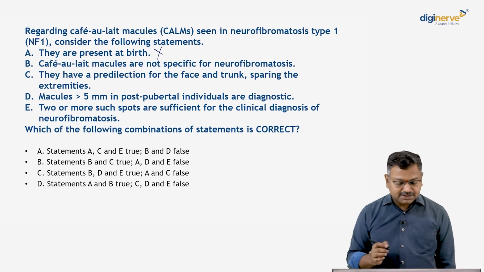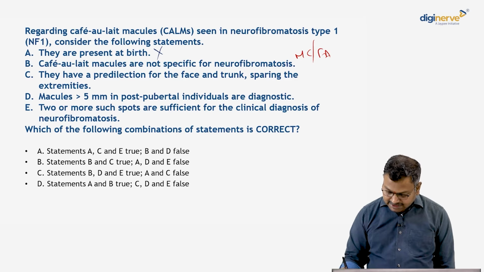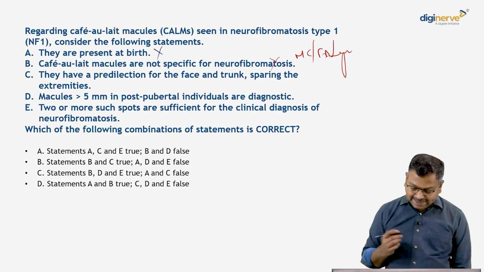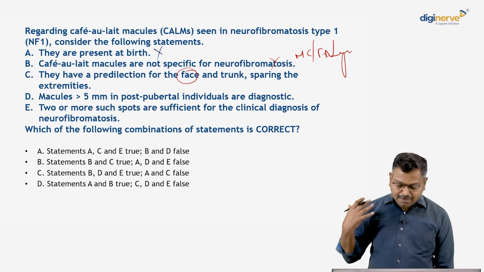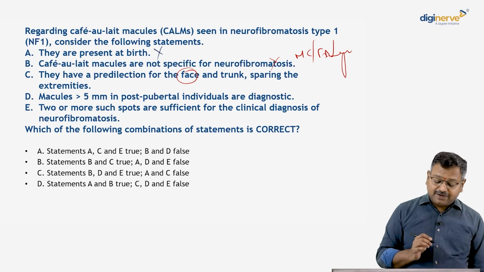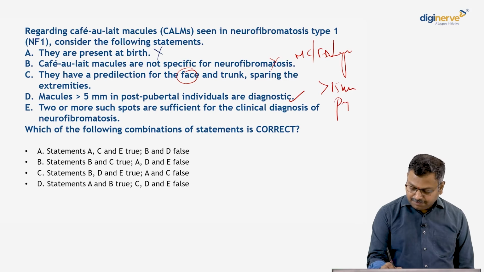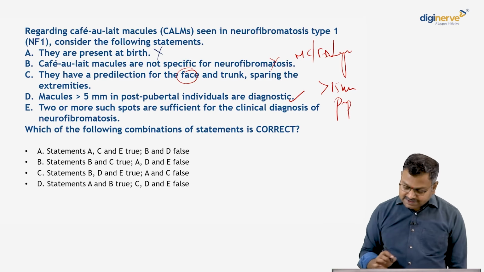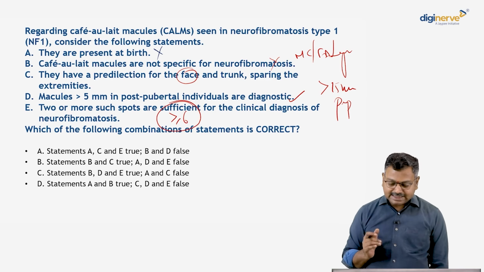Now they are not specific because, as we said, they are seen in McCune-Albright syndrome, in Fanconi's anemia, and they can be seen in Legius syndrome. So the statement that they are present at birth is also not correct. They have predilection for the face and the trunk. Very importantly, the face is not normally involved; usually the face is spared. It's the trunk, the back. Macules more than 5 millimeters post-pubertal is diagnostic, correct. Pre-pubertal it should be more than 15 millimeters, but post-pubertal it can be 5 millimeters. 2 or more spots are sufficient? For the diagnosis of NF, you require 6 or more.